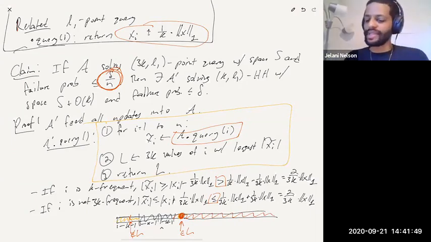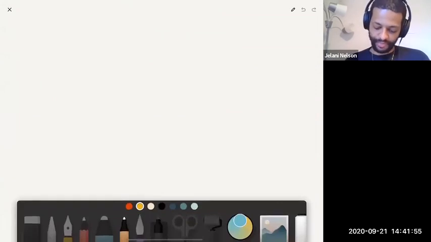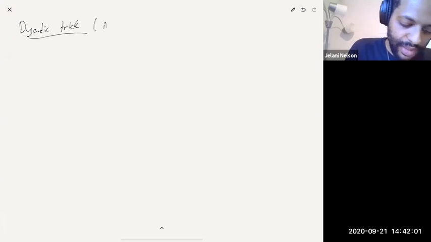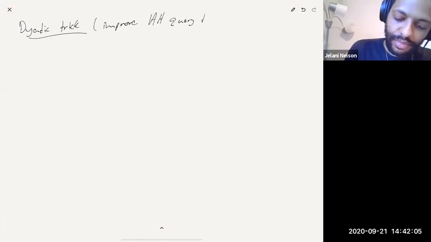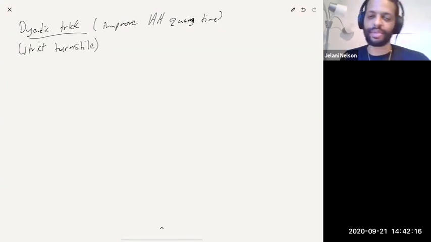So even the original Count-Min sketch paper realized this deficiency and had an approach to get around it. This is the so-called dyadic trick, which is to improve the heavy hitters query time. In the original paper, they showed how to apply it to strict turnstile. It turns out that with some sophistication, you can apply a similar thing in the general turnstile case, but I'm not going to talk about it today.